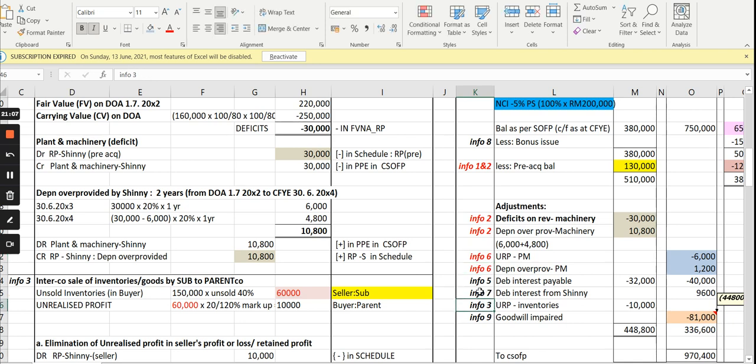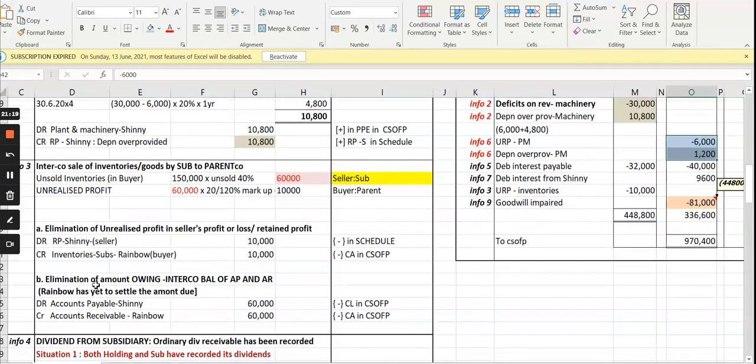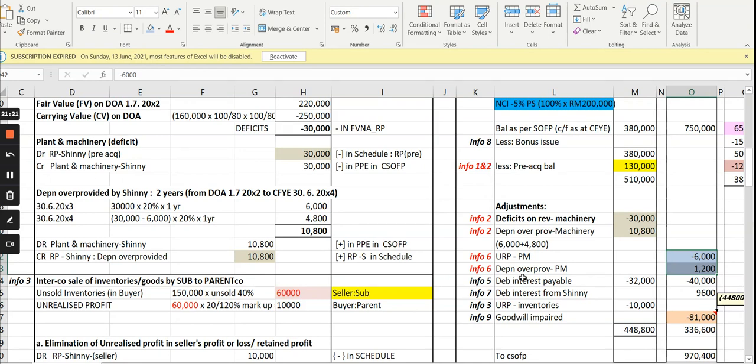This one is information 3. So do that together. You can see that URP, unrealized profit, and depreciation is being adjusted in the seller's retained profit. You can check the working here yourself later. Now is debenture interest payable.